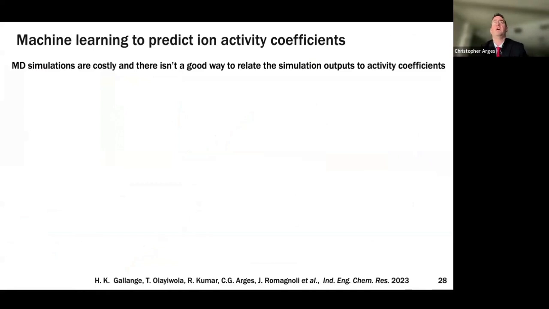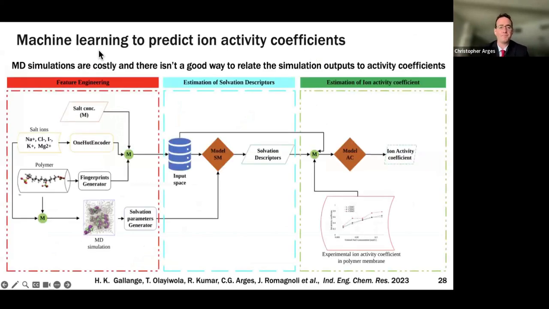So we like working with people who can do MD simulations, but they're costly and there isn't a very good way to relate the outputs from the simulation to activity coefficients. And this is where we think machine learning can fill this gap.